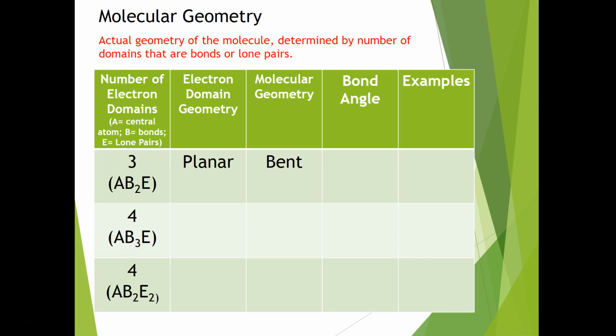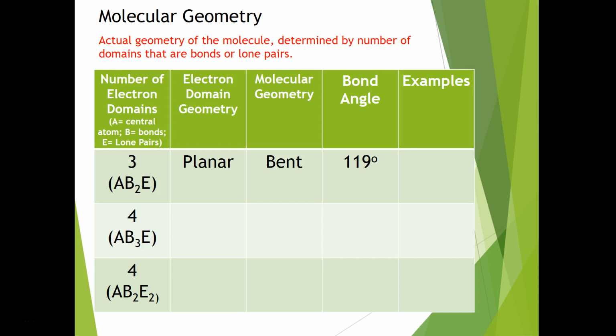Now, again, I mentioned before that the bond angles in the molecular geometries come from the electron domain geometries. The electron domain geometry for planar is 120 degrees. But when we replace a bond with a lone pair, we have to take into account that lone pairs actually take up a little bit more space than bonds do. And so the lone pair will push those bonds a little bit farther apart from each other than they would be if it was just three bonds. So the bond angle we would expect to see is slightly less than 120, and specifically it's 119 degrees.